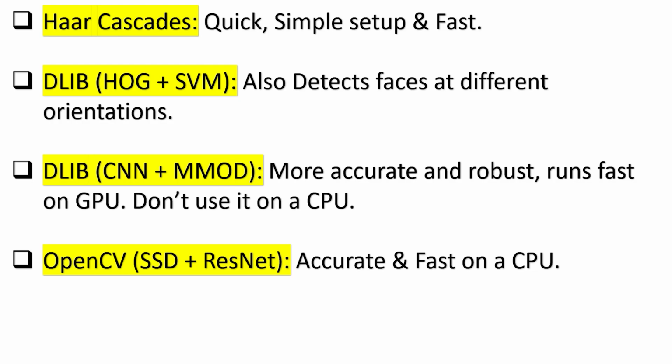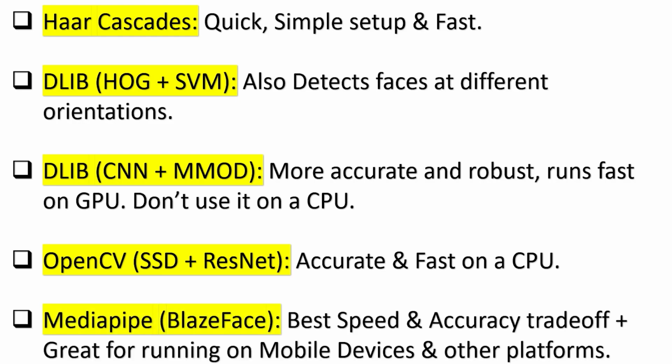But the best combination that you can get in terms of accuracy and speed is with Mediapipe's BlazeFace detection model. It gives you the best speed and accuracy trade-off. Plus, it's really great for running on mobile devices and other platforms like the edge or the web. So it has bindings for that too. So it's excellent for cross-platform development as well.